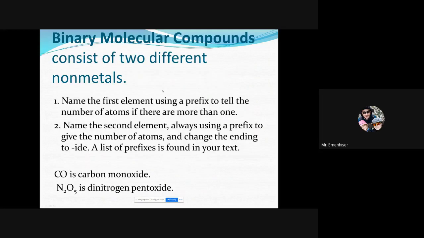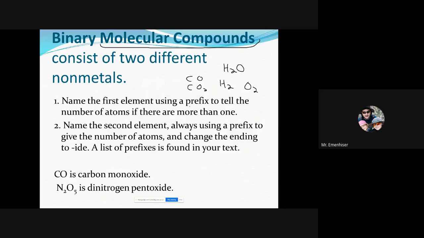All right, so there's some compounds that are called binary molecular compounds, and that's when you have two different nonmetals. Okay, so if you have two different nonmetals and they form a covalent bond, we call that a molecular compound. A molecule is just two nonmetals together. So water would be an example. Hydrogen would be an example. Oxygen would be an example. Carbon monoxide, carbon dioxide. So these are two nonmetals sharing electrons.